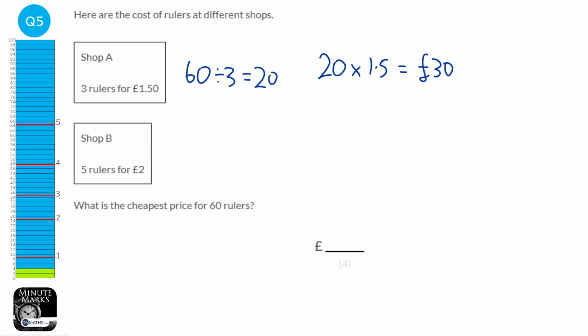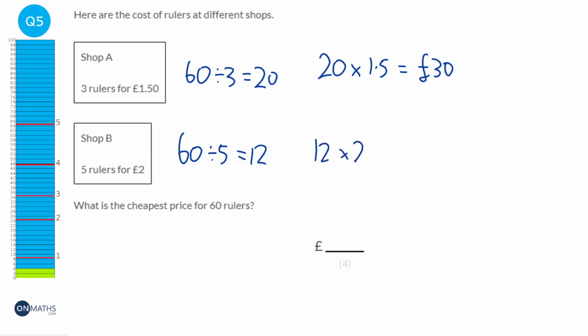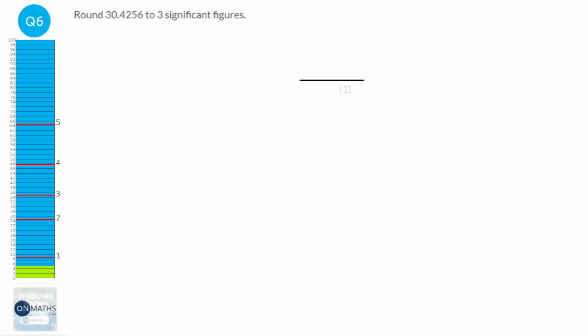We're going to do the same for shop B. Their bundles are 5 rulers, so we're going to do 60 divided by 5, which is 12. So we're going to buy 12 bundles at £2 each, and that will be £24. So the cheapest price is at shop B at £24. So I'm going to just copy that number down again, just make it a bit bigger so we can see what we're doing.